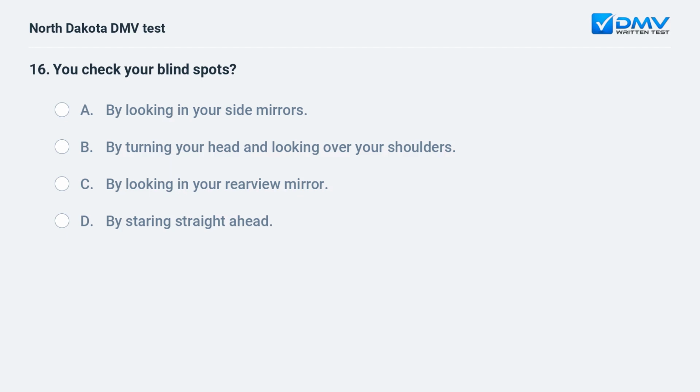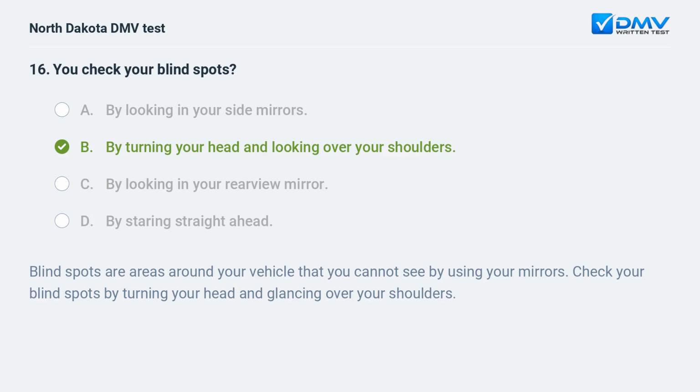How do you check your blind spots? A. By looking in your side mirrors. B. By turning your head and looking over your shoulders. C. By looking in your rearview mirror. D. By staring straight ahead. B. By turning your head and looking over your shoulders. Blind spots are areas around your vehicle that you cannot see by using your mirrors. Check your blind spots by turning your head and glancing over your shoulders.